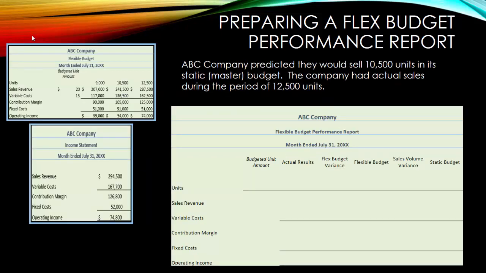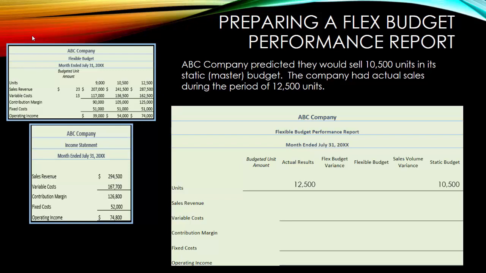And the first thing that we need for a flex budget performance report is to figure out what our budgeted level of production was and what our actual level of production was. Well, ABC Company is predicting at the beginning of the period they would sell 10,500 units, which means we can fill that in under the static budget section. They had actual sales and therefore actual production of 12,500 units. Well, we can fill that in under the actual results section.